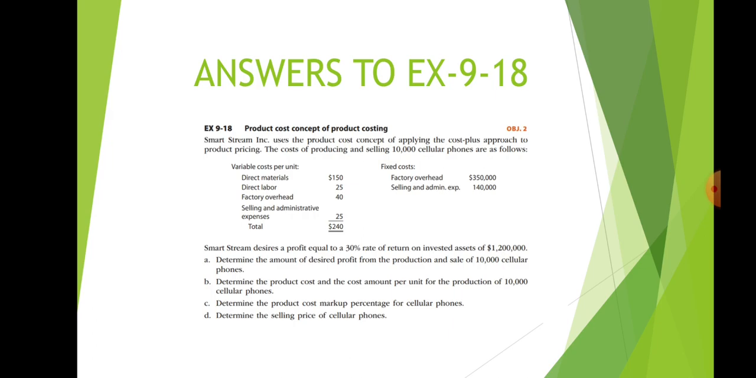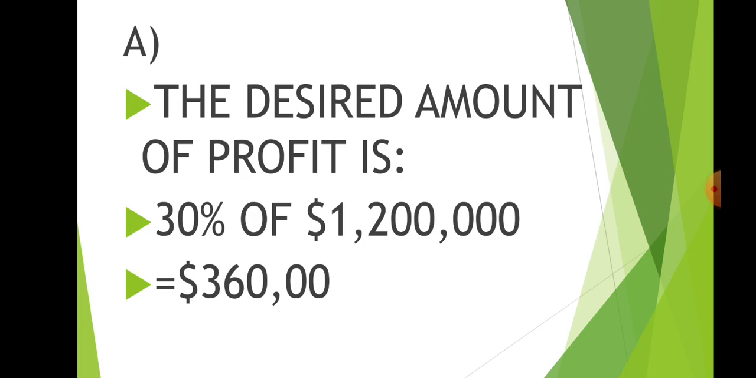So first, the question is, determine the amount of desired profit from the production and sale of 10,000 cellular phones. Of course, our desired amount of profit is computed as the rate of return times the total invested asset. The rate of return is given as 30% and the total invested asset is $1,200,000. So the desired amount of profit is 30% of $1,200,000, which is $360,000. So, it's missing a zero. Typographical error, guys.